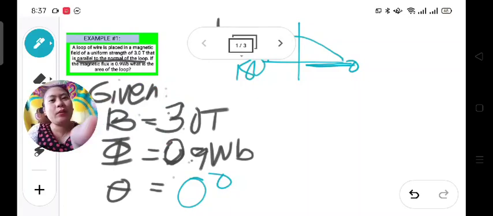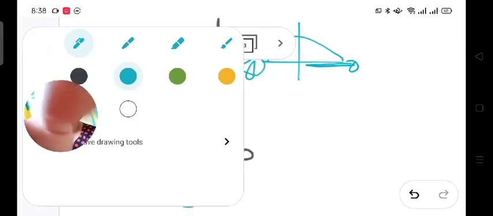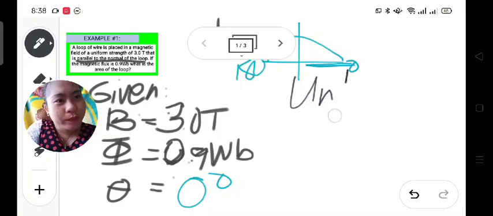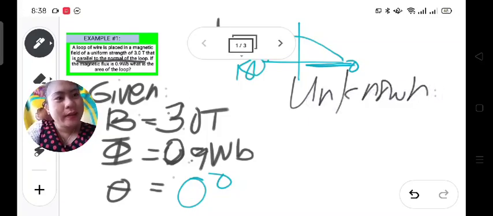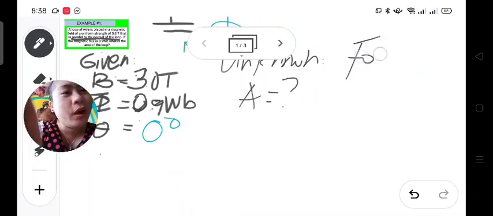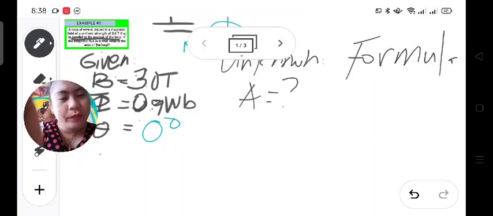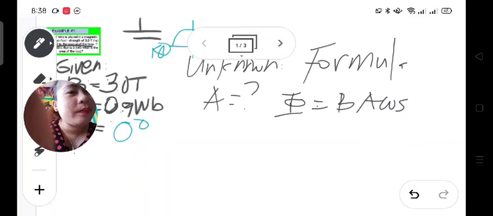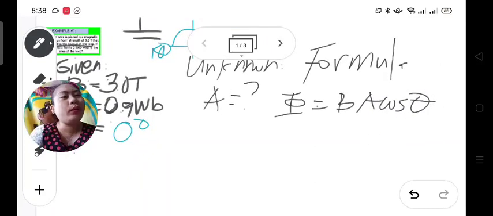Now, let's proceed to the unknown. Our unknown here is to determine the area. So, we need to find the area. Okay? Next is the formula that we're going to use. Our formula, magnetic flux is equal to BA cosine theta. Okay?